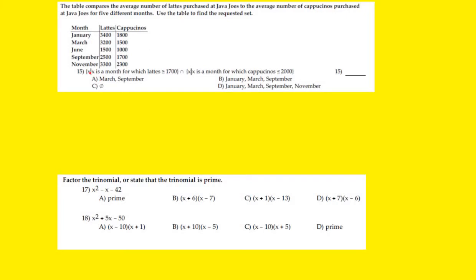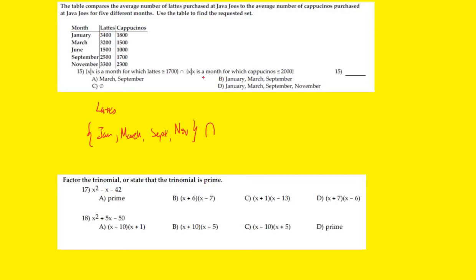And they're asking you, let's go here. This one is asking you a month in which the lattes are bigger than 1700. And let's go here to the lattes. So we're going to put here lattes. Those are January. Then, bigger than 1700 for latte: we got March, June, September, and November. Perfect. And it's an intersection.